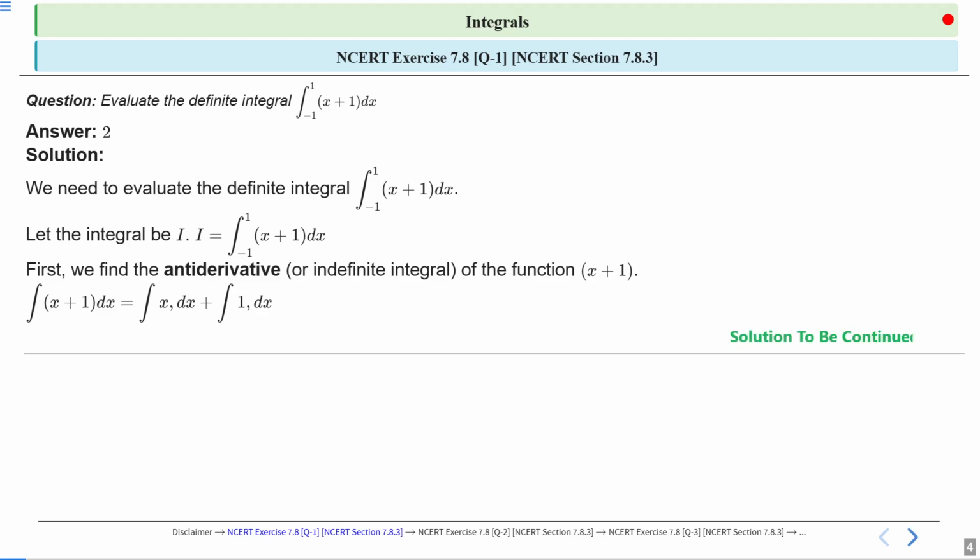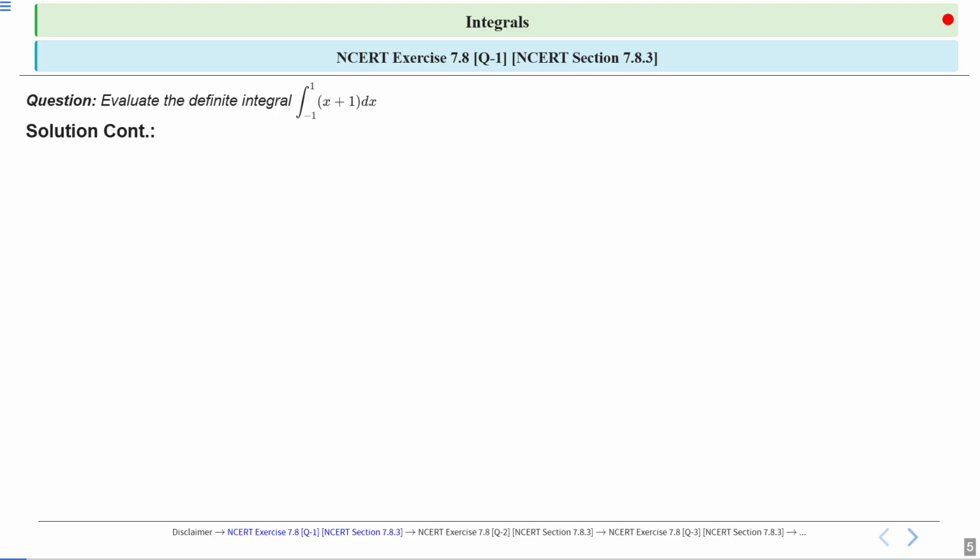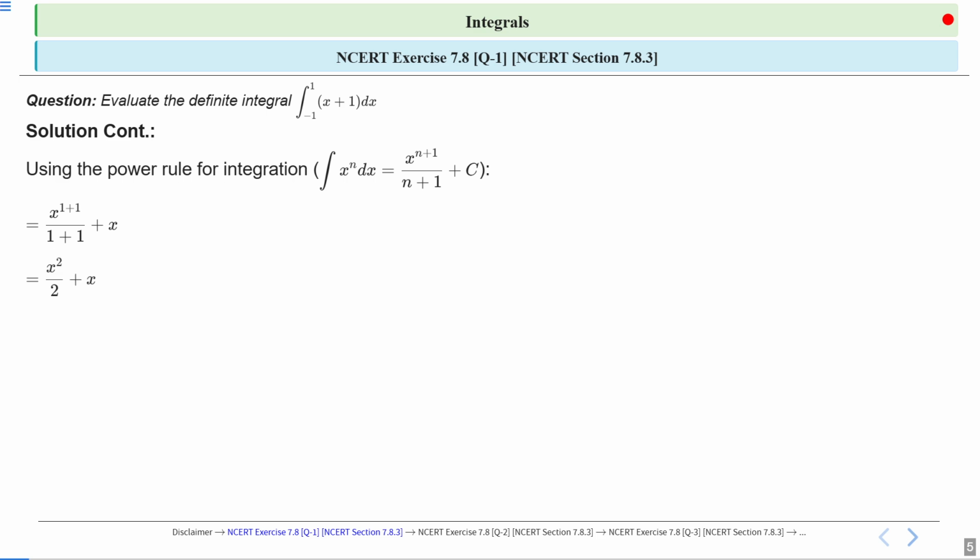And by using the standard formula of integration, that is, the integral of x^n is x^(n+1) by (n+1) plus c, we get x^(1+1) by (1+1) plus x, that is, x squared by 2 plus x. So this is our indefinite integral, that is, the value of the antiderivative. So the first step is complete.